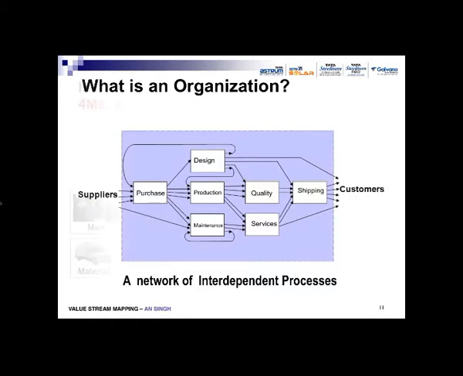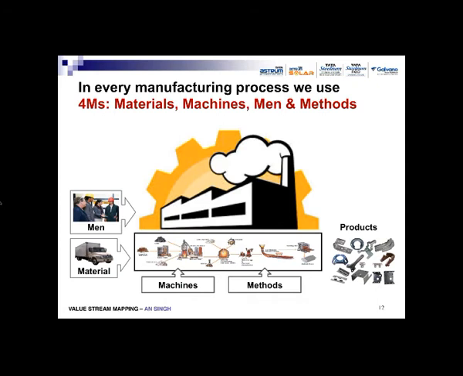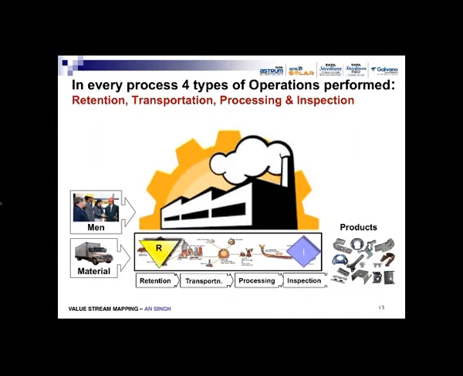But in each process in manufacturing, we have all studied that the 4Ms are the basic inputs that are used in all manufacturing processes, whether the company is a small, large, or medium enterprise. These 4Ms are materials, machines, manpower, and methods. So, in a production black box, four kinds of operations are performed.